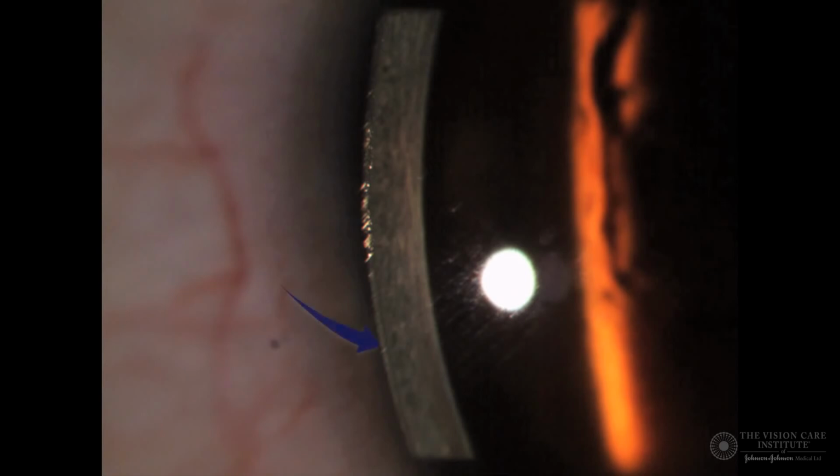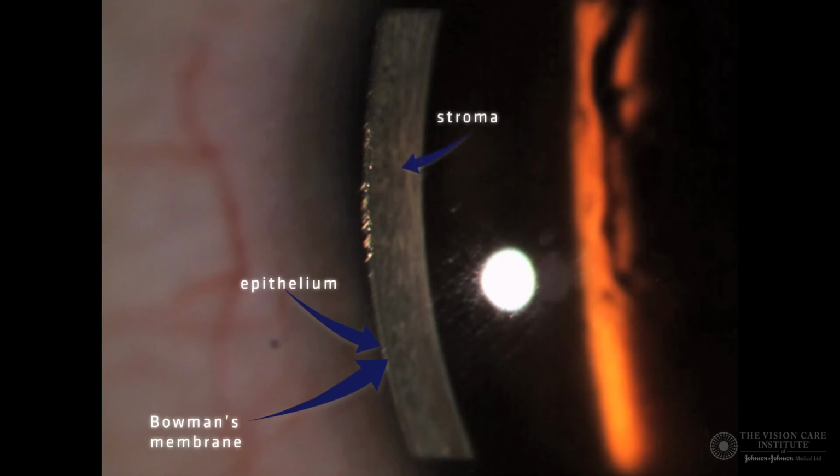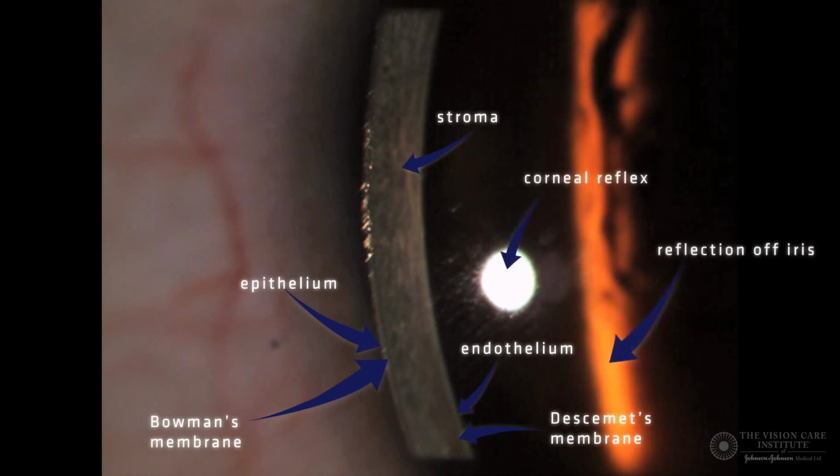So here we can see on the left the epithelium, which is quite bright, followed by a thin line which is Bowman's membrane, followed by the large thick area in the middle with the grainy appearance, which is the stroma, followed by the very thin line which is Descemet's membrane, and then finally we have a bright thin band which is the endothelium. We also have the corneal reflex and the reflection from the iris, which are artifacts of this procedure.